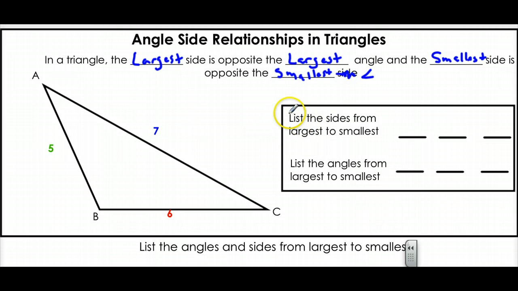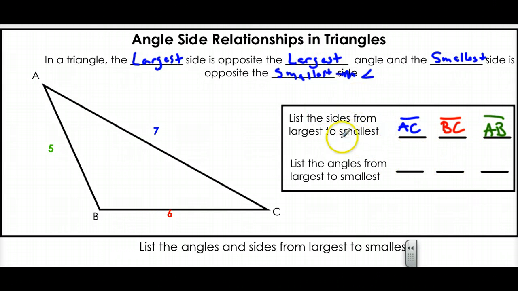So check it out. Let's list the sides of this triangle from largest to smallest. The largest side is AC, because it's 7. So AC is our largest side. Our second largest side would be BC. So let's put BC over there. And our smallest side is AB, which is 5. All right, so that is from largest to smallest.